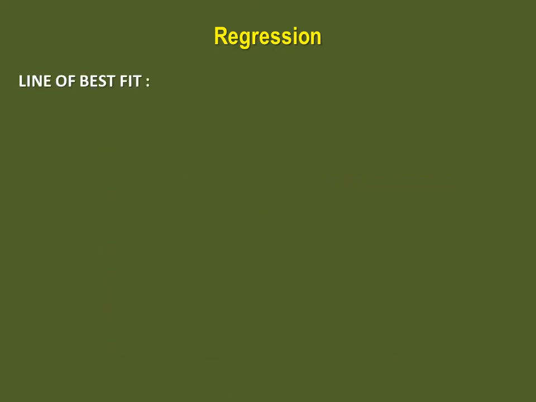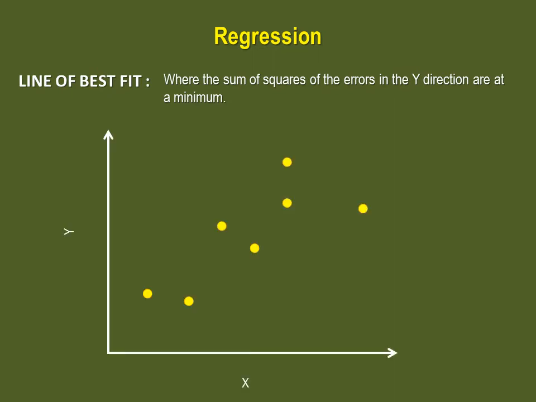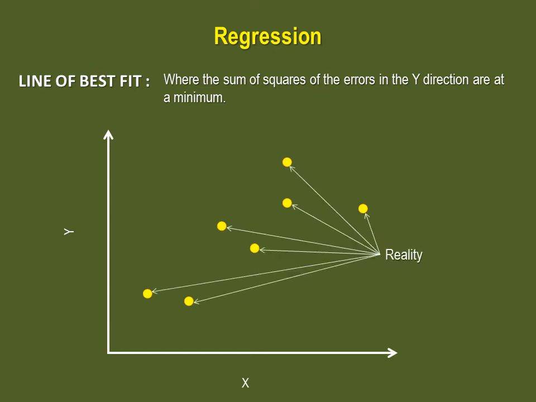To be more specific, the line of best fit is the line where the sum of squares of the errors in the y direction from each point to the line is at a minimum. Okay, take a look at this scatter plot. There indeed seems to be a positive trend. First, I'll remind you that the points are the reality, the observed values. On the other hand, the line of best fit is a tool for prediction, so the error will be from each point to the line.